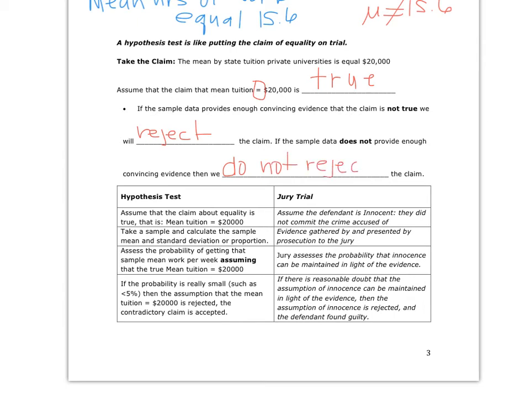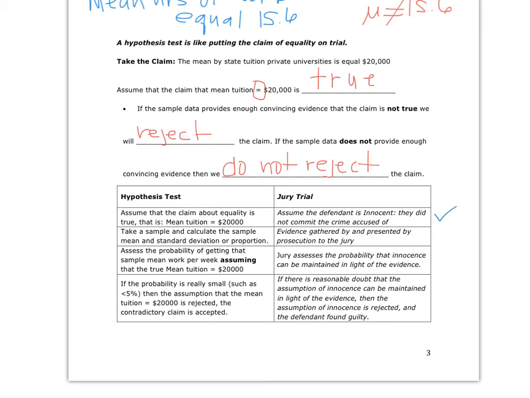So let's go through the steps of a hypothesis test and compare that to what it looks like in a jury trial. We're assuming that the claim about equality is true, that is, that mean tuition is $20,000. The comparable statement for a jury trial is that we assume the defendant is innocent, that they did not commit the crime that they're accused of. Okay, so that's the first comparison.